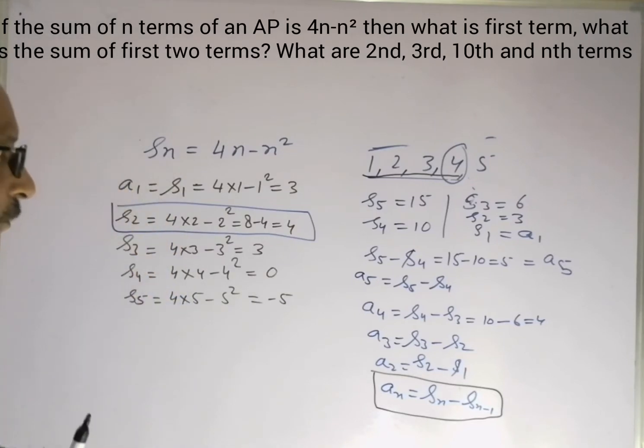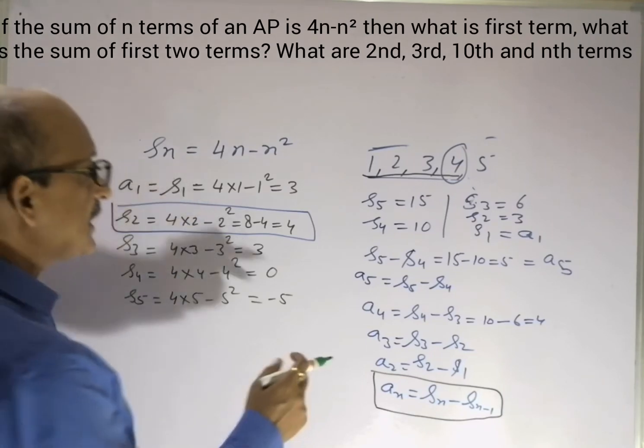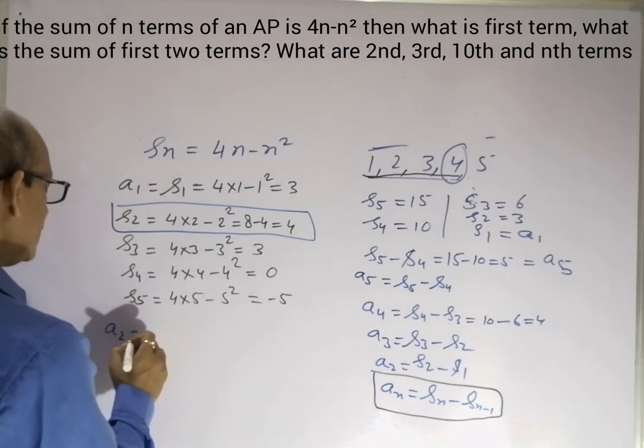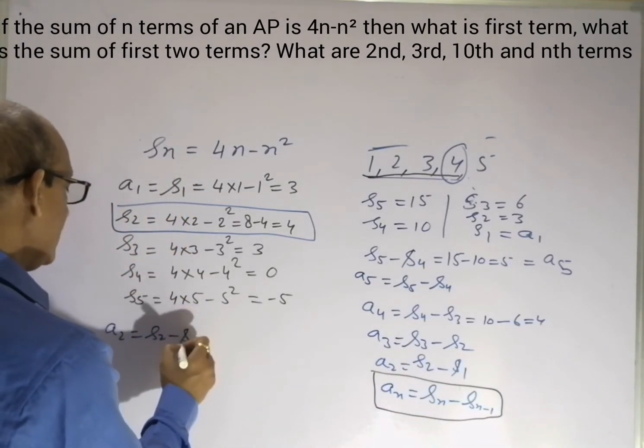S2 is 4. Now next question is A2. So I have told you what is A2. A2 is S2 minus S1. We'll get here A2, that is equal to S2 minus S1.